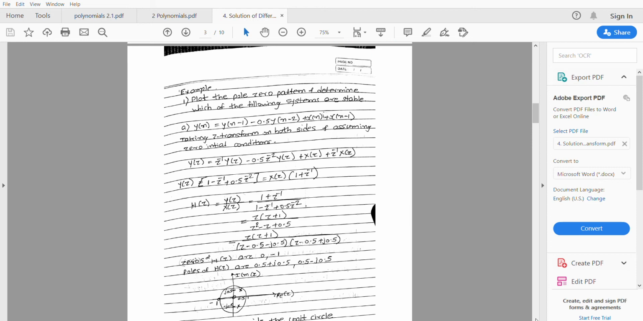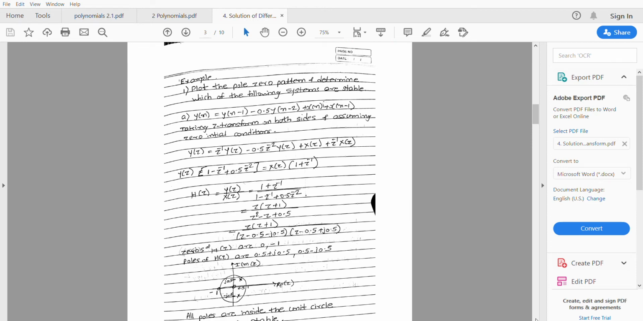Now see, this is a very interesting numeric on the pole zero pattern: plot the pole zero pattern and determine which of the following systems are stable. For the given difference equation, we have to plot the pole zero plot, and based on the pole zero plot we have to comment on the stability. What is the first step? Convert the given discrete difference equation into the Z domain by taking the Z transform. Then club the terms related to Y of z and cross multiply, by which we get Y of z upon X of z.